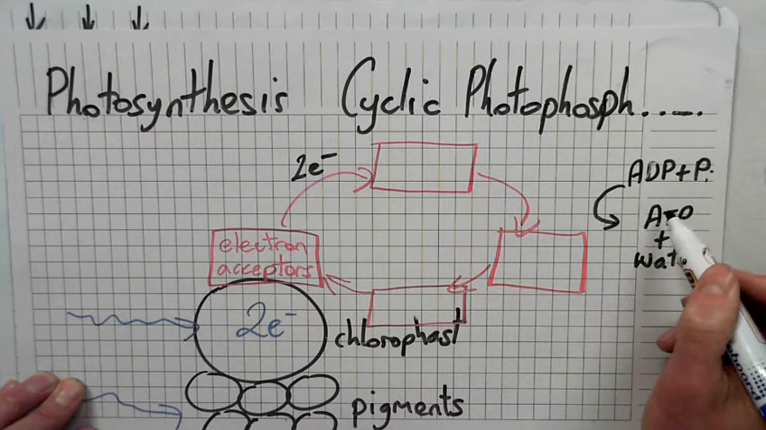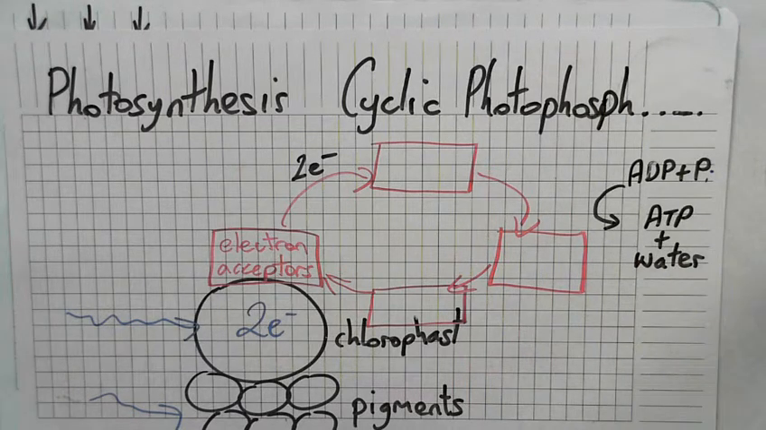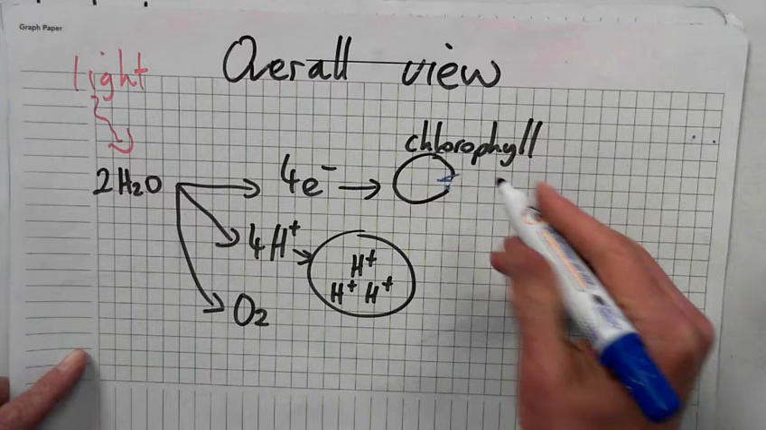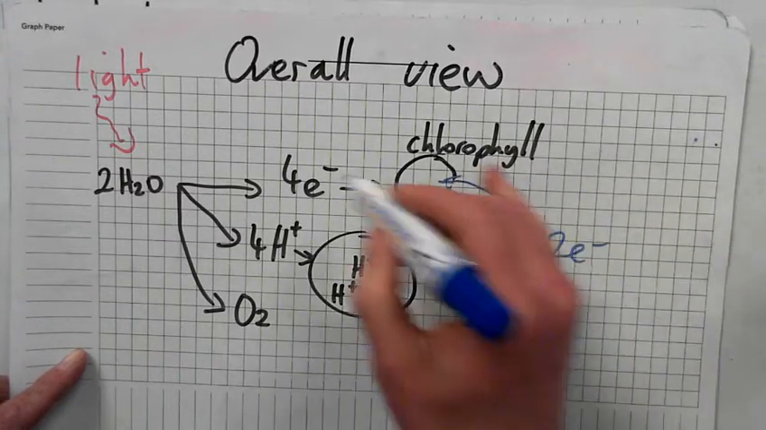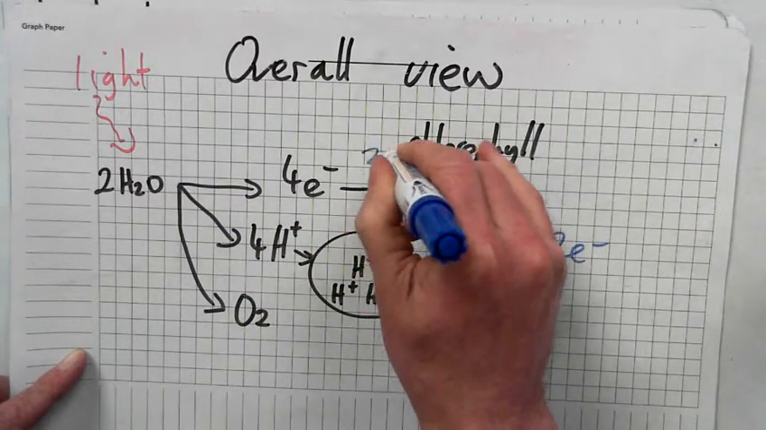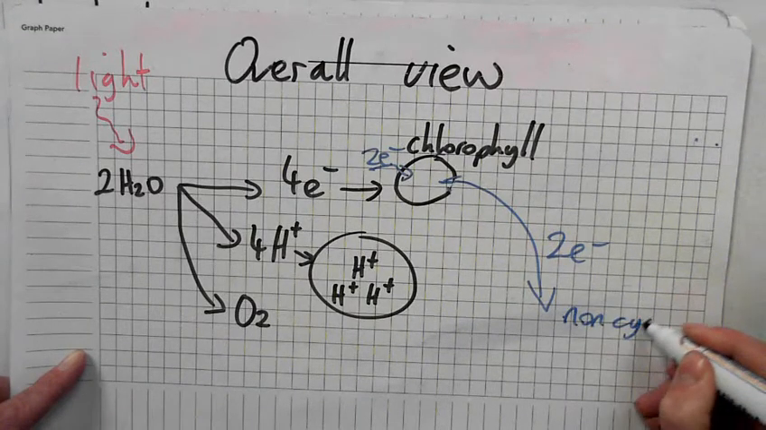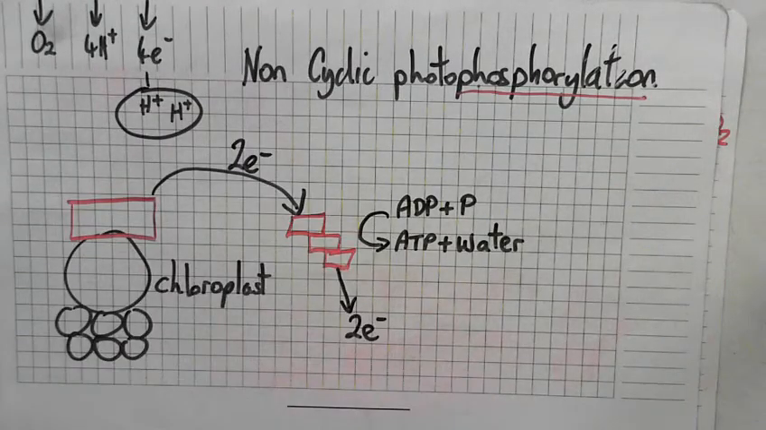Where will that ATP travel off to? Dark side. Right. So that's the case of cyclic. But what happens if the 2 electrons leave and they don't come back? Yeah, 2 electrons from here will replace the 2 electrons that are lost. This will be non-cyclic photophosphorylation. So non-cyclic is here.